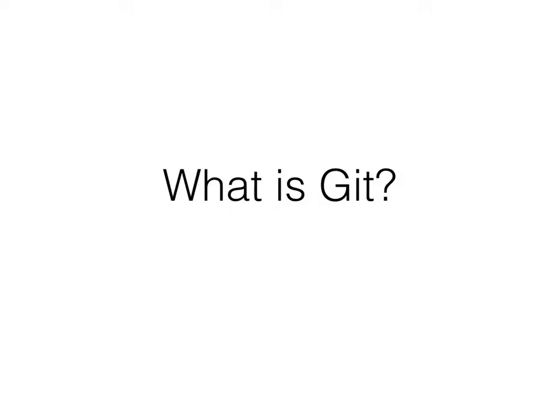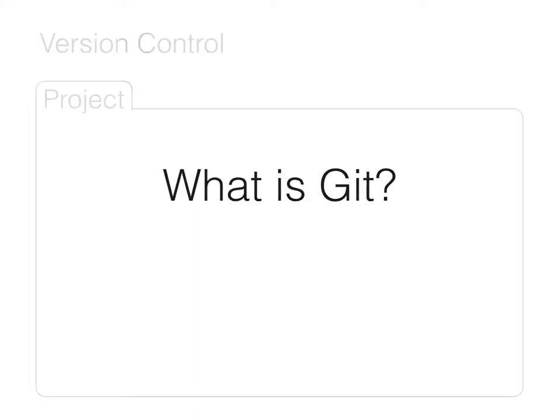Okay, this vignette will cover the basic ideas behind Git, how Git is useful, and give us a visual example of a complex project. So, what is Git? One major feature of Git is version control.